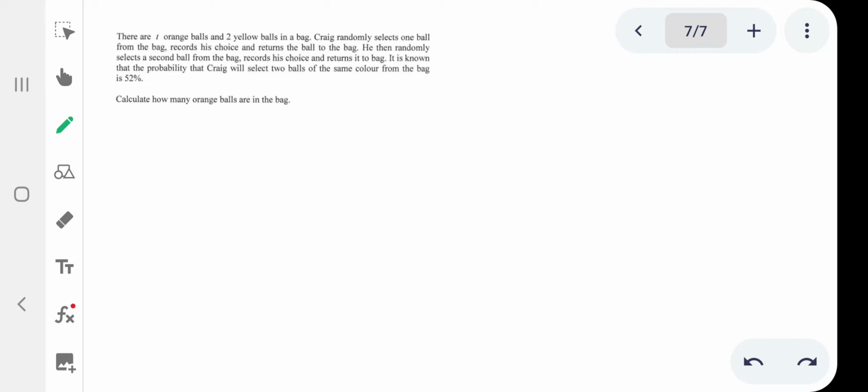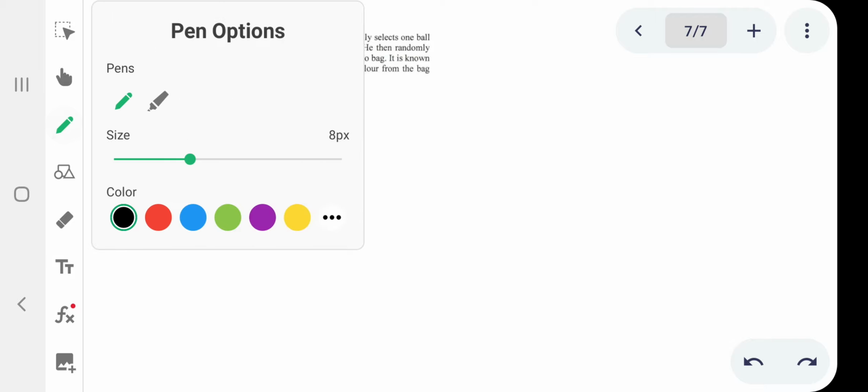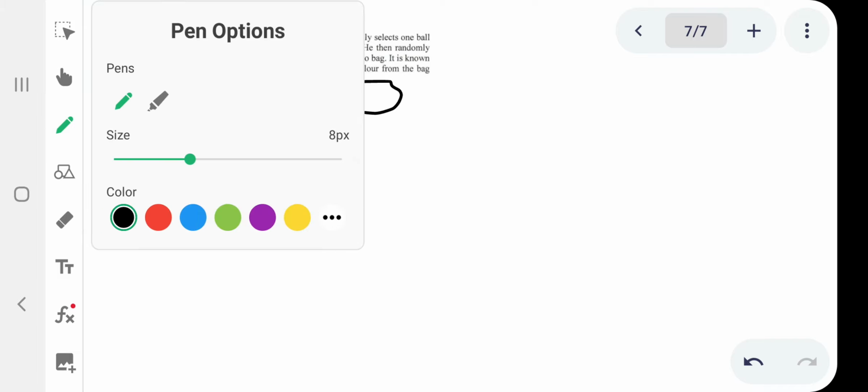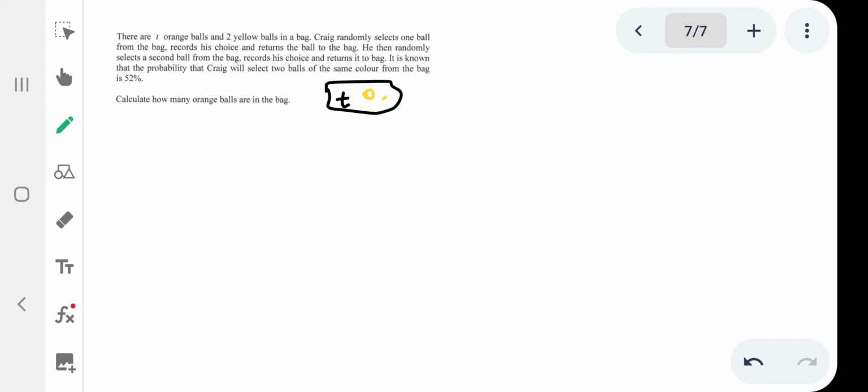So the instruction: there are T orange balls and 2 yellow balls in a bag, right? So we have a bag, and in this bag we have T orange balls. We don't know how many orange balls there are, right? But in this question we have 2 yellow balls in that bag.